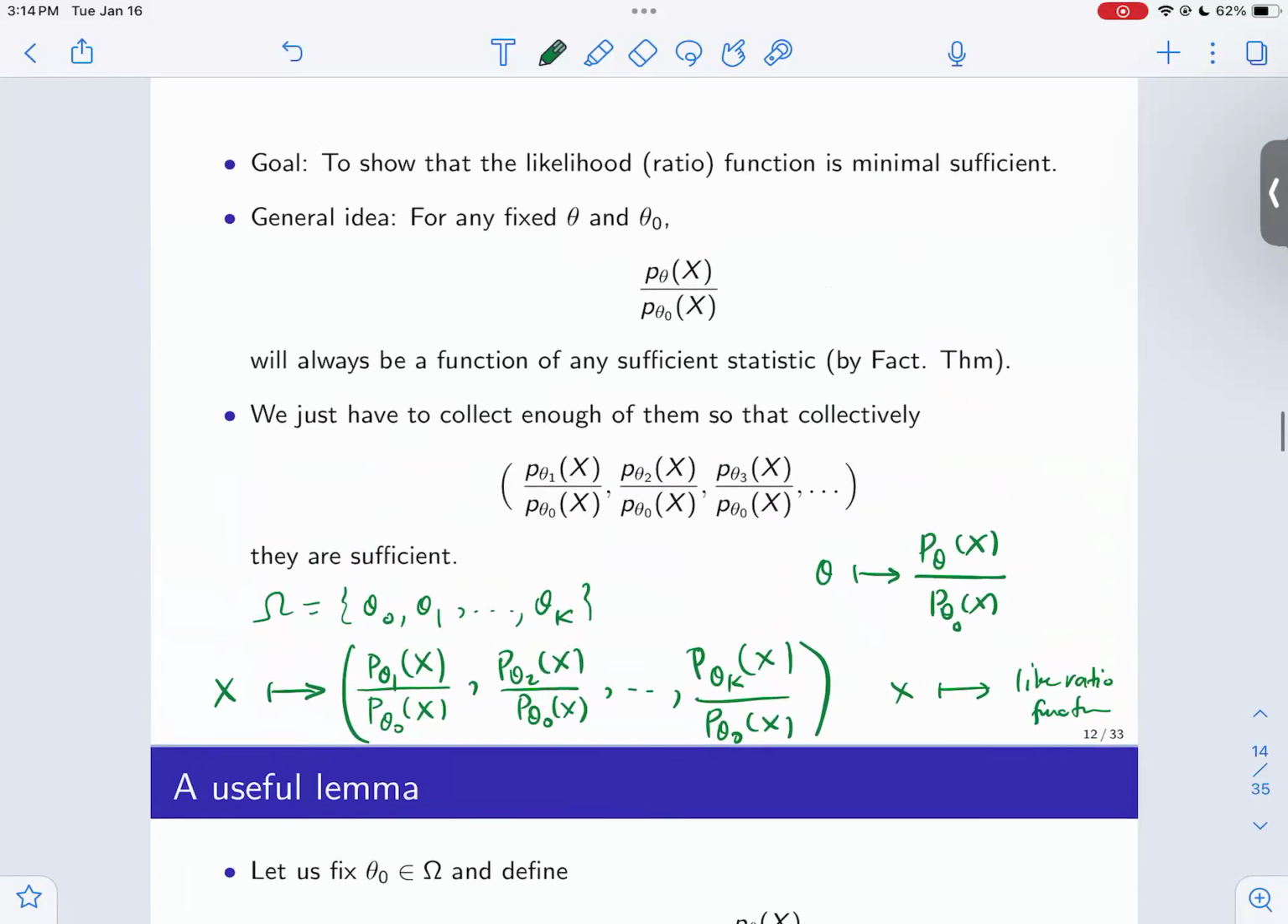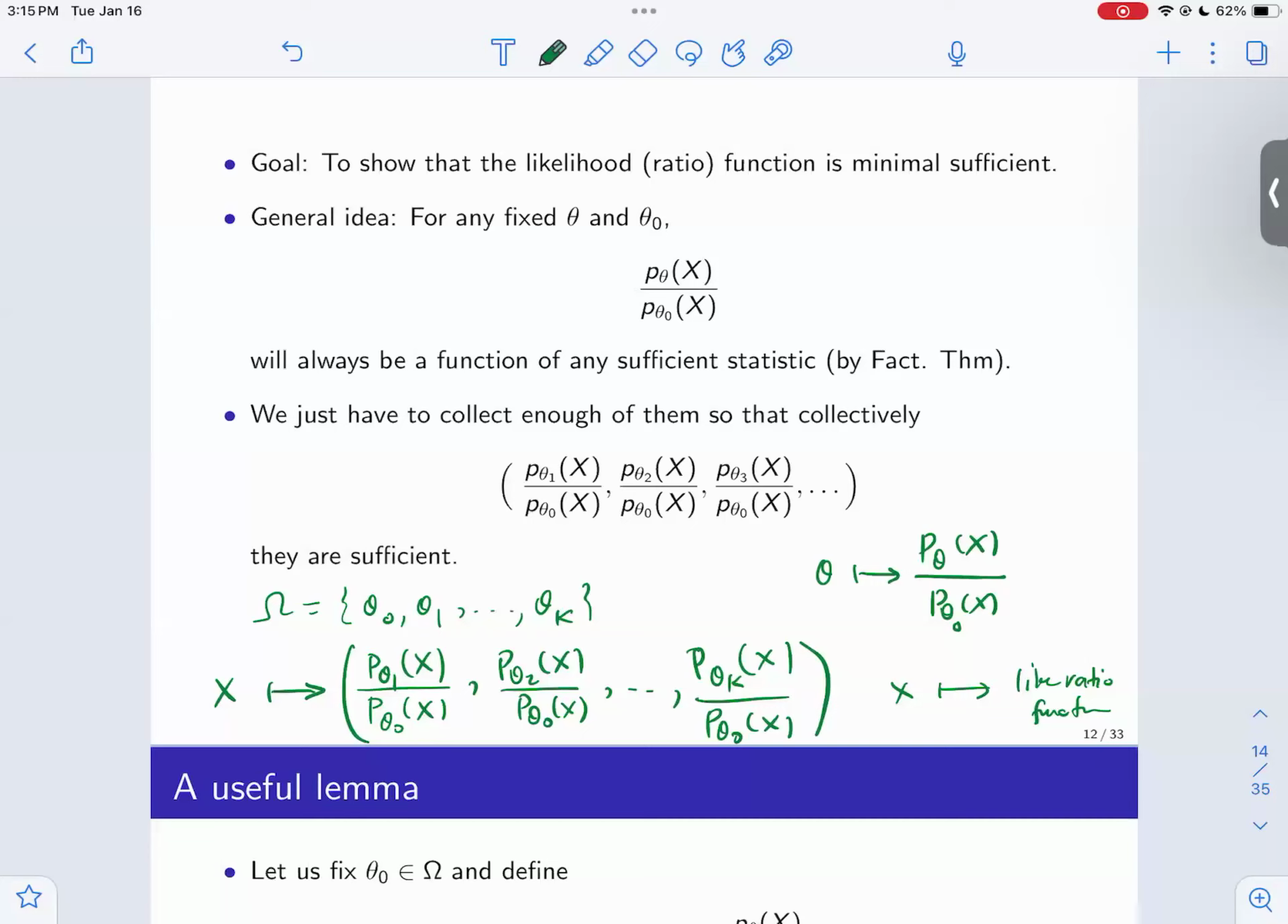So just the one line proof, and then I'm going to do a little more. The idea is that by the factorization theorem, once you look at the fixed theta and fixed theta naught, this ratio itself is going to be a function of any other sufficient statistic. If you pick a sufficient statistic, you can write down the factorization theorem for that sufficient statistic, and once you divide, you can see that this is going to be a function of that sufficient statistic. And because you can do factorization for any sufficient statistic, you can show that this is going to be a function of any other sufficient statistic. So this satisfies the second condition of minimal sufficiency. The only issue is that if I just pick two data, this itself is not going to be sufficient.